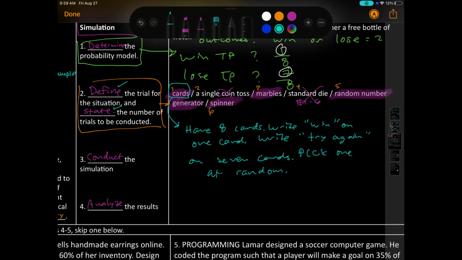State the number of trials to be conducted. A nice number to run is 100. We will run this simulation, or this experiment, 100 times. So turn the cards over, pick one, record the results, flip it back over, and do that 99 more times. Okay?